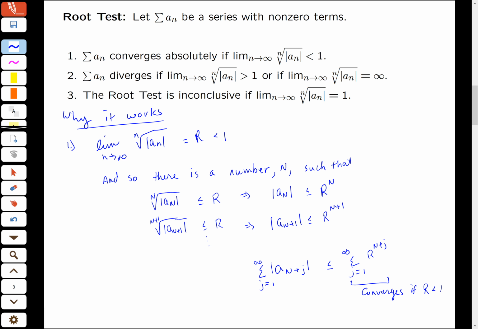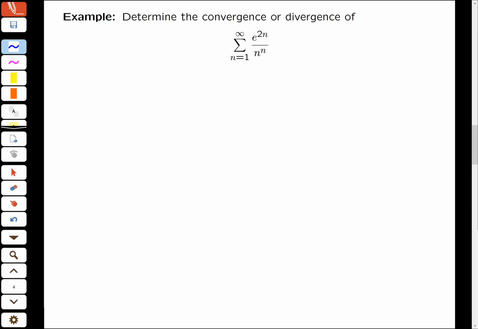Diverges. So if r is bigger than 1, it diverges. If r is less than 1, it converges. The problem happens when r equals 1. Because if I have it identically equal to 1 right here, I no longer have this inequality right here. I have to have a strict equals sign right there, and it doesn't always work. I need that inequality to do my comparison. That's why it works. So let's apply our test.